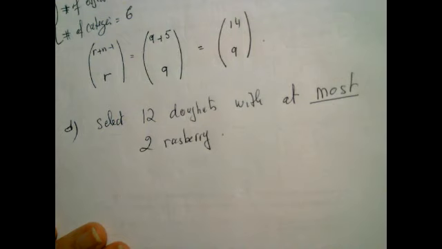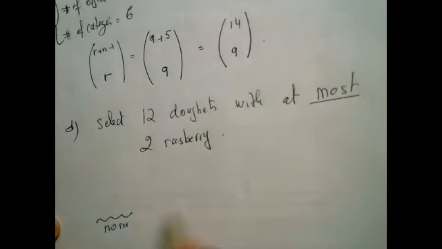My thought was that you have to break it down because it's for at most, so to include 0, 1, and 2. Okay, we can go along. So no raspberry.